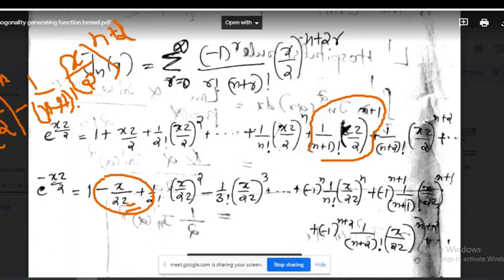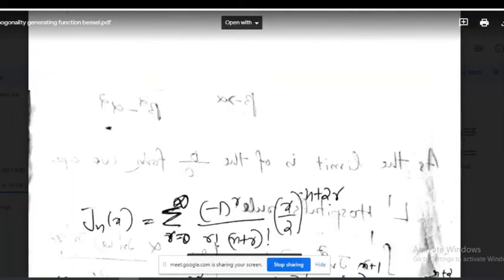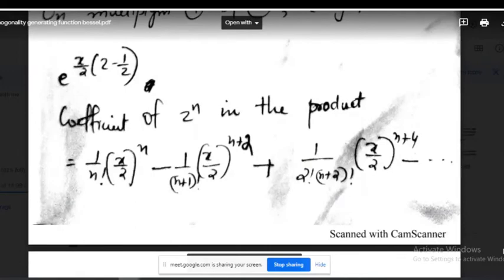Okay. So as I multiply and take the coefficient of z raised to n in the product, I will be getting this: 1 by n factorial x by 2 to the power n, 1 by n plus 1 factorial x by 2 to the power n plus 2, 1 by 2 factorial this. And this is exactly the Bessel function.